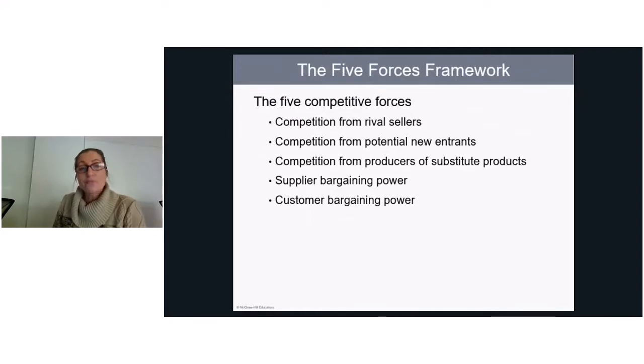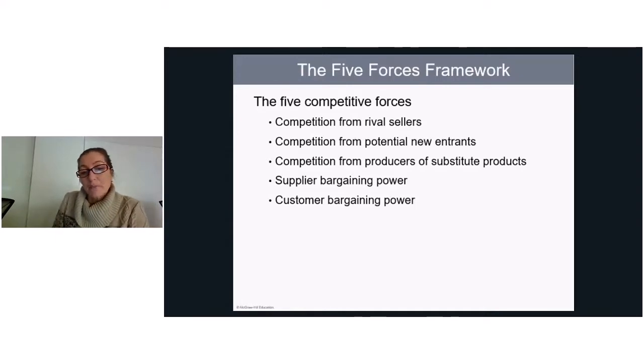All right, so 5 forces. This comes from Michael Porter, as I mentioned, and we are going to talk about more in class, but we're going to look at competition from our rivals. We're going to look at the emergence of new entrants, and we're going to look at the competition from producers of substitute products. So here we're now looking at direct and indirect competition.